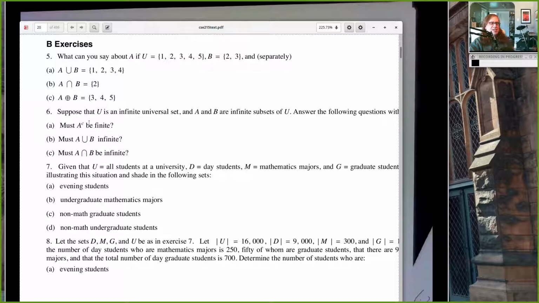So A could be the set of every number except the numbers from 1 through 10. And B could be the set containing 2 and 3. Oh, B is an infinite subset. So B could be something else, right? So yeah, the complement, we can't say that that's finite or that it's infinite. And the only one we know has to be infinite is the union.